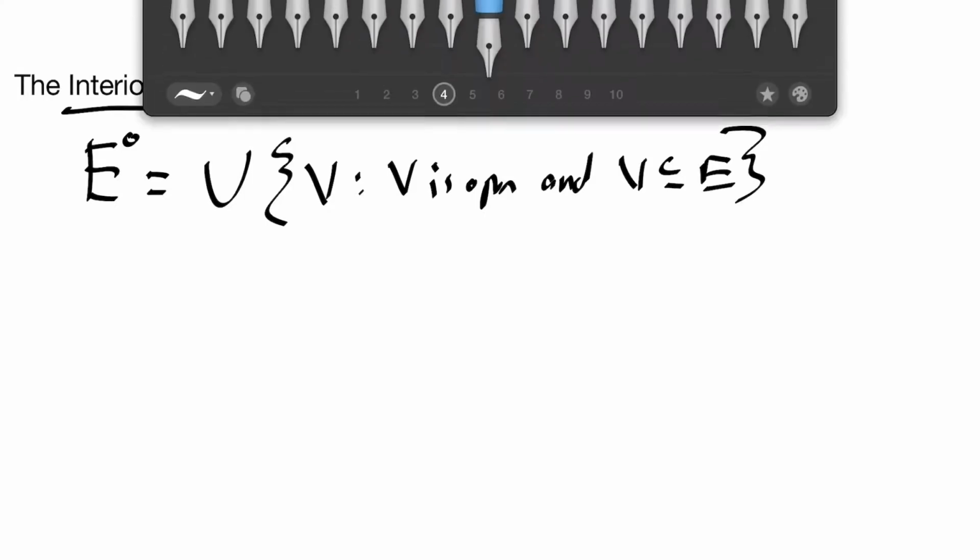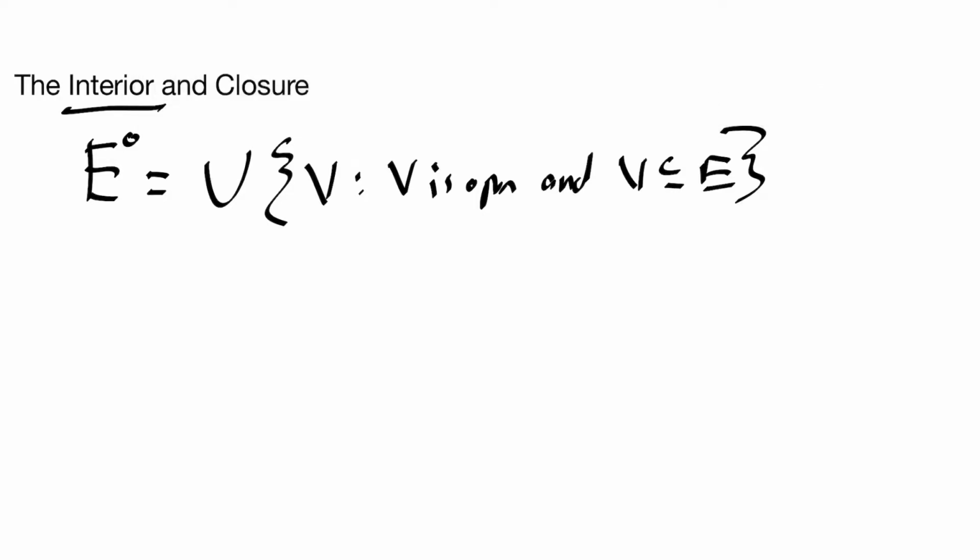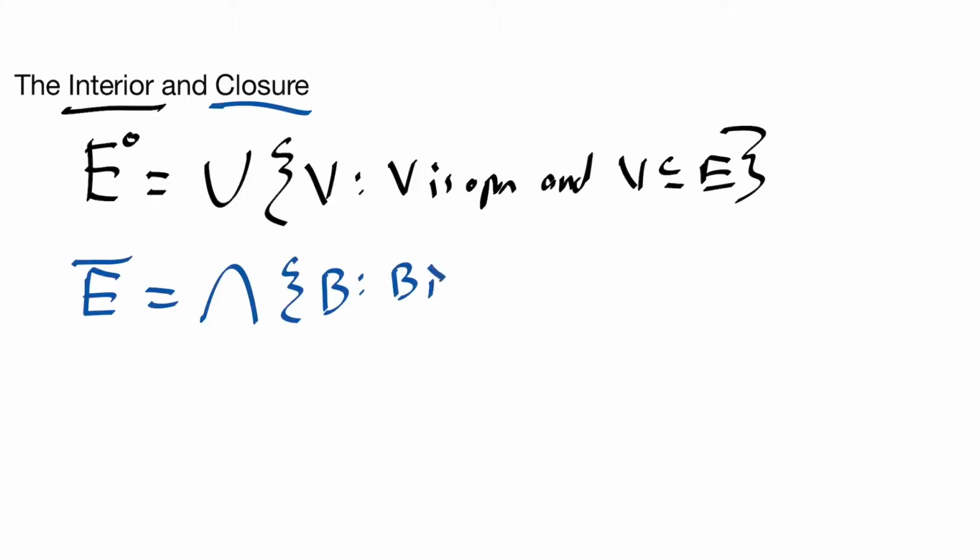Okay, and then similarly, I'll have the closure. So let's define the closure in this way. E closure, I'll put the little bar above it, and this is kind of why I said we might use the bar for closed balls earlier. What we'll see is the closure of an open ball is a closed ball, and the closure is the intersection of every set B such that B is closed and B contains E. So B is larger than E.